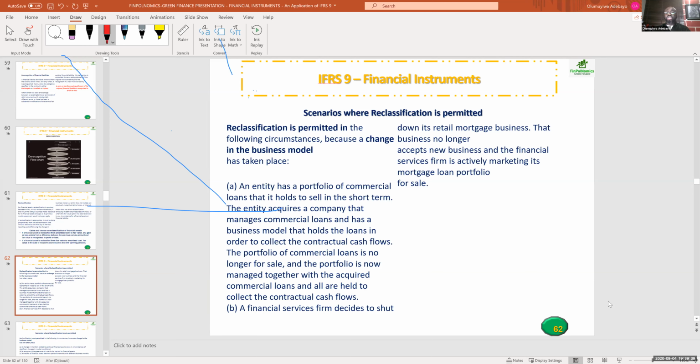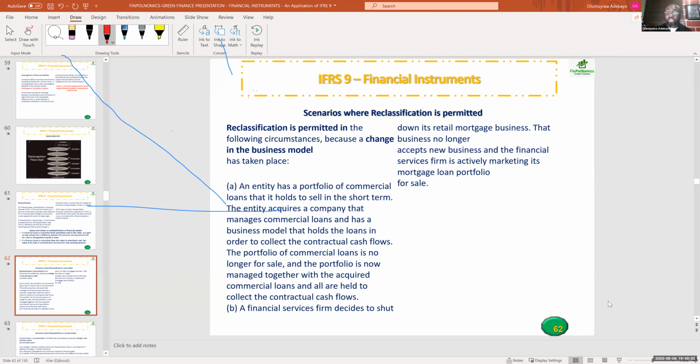But because we have changed our business model such that we discontinue such a division, and we are actively in the process of looking for a buyer of the existing portfolio so that we no longer carry such a portfolio, in that situation we will consider that such a reclassification from amortized cost to fair value is permitted.